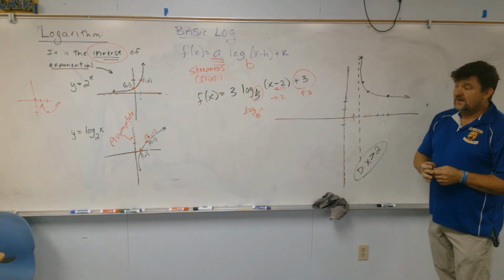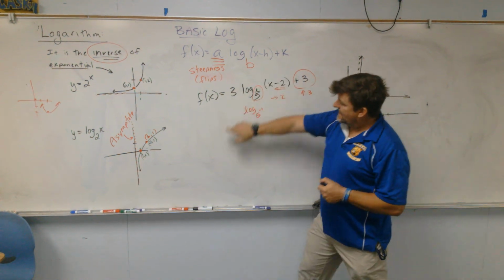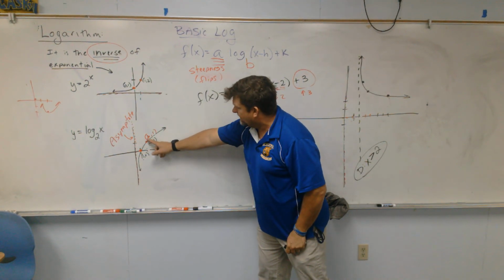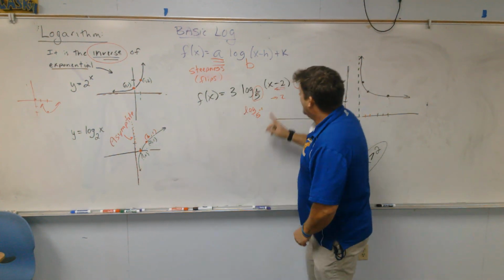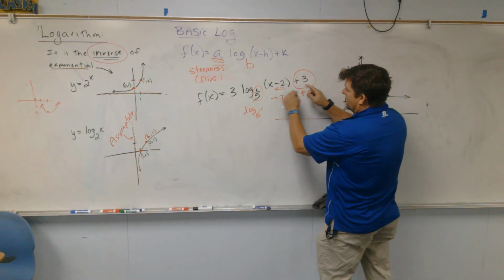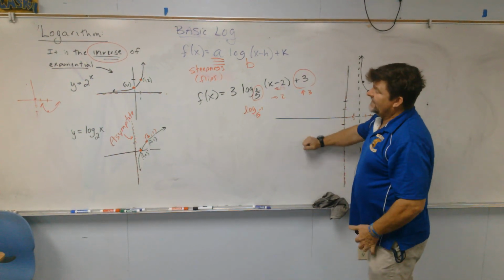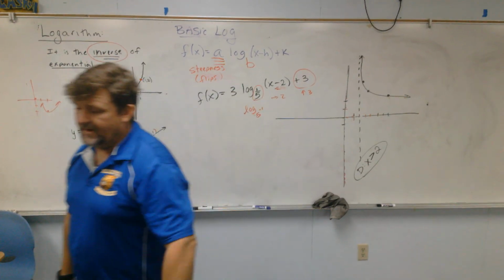So, quick little recap. Don't forget your base points, 1 and 0 always, and then the base comma 1. And then H and K move things left and right, up and down. That's the first quick video, and I can't remember what this assignment's for, but you guys will figure it out.